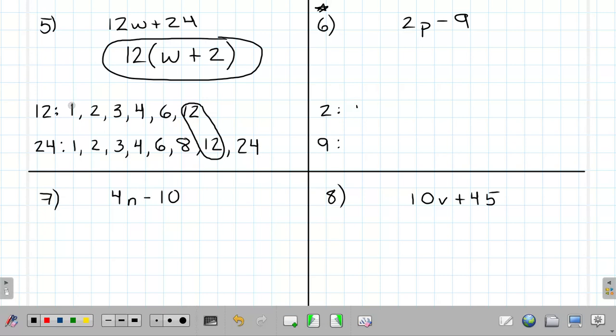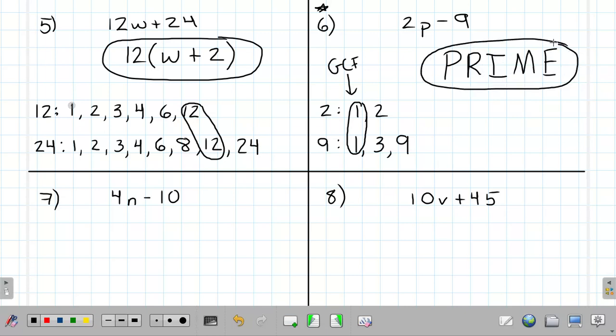So the factors of 2 we've already talked about are 1 and 2. That means 2 is prime. And the factors of 9 are 1, 3, and 9. So if you notice here, what is the greatest common factor? Well, the greatest common factor in this case is 1. So if 1 is the greatest common factor, if you take out and divide through by a 1, it actually doesn't change anything. 2p divided by 1 is still 2p. 9 divided by 1 is 9. So if your greatest common factor is 1, that tells us our expression here is what we call also prime.